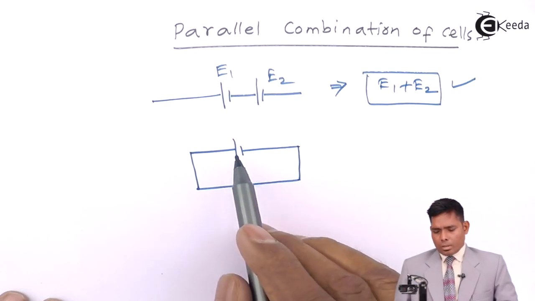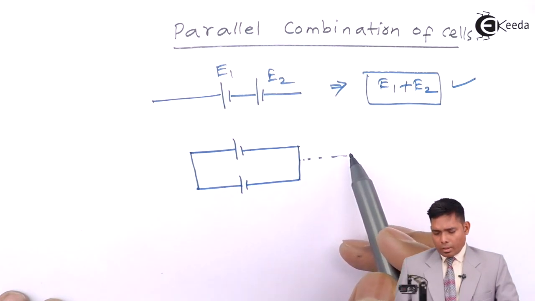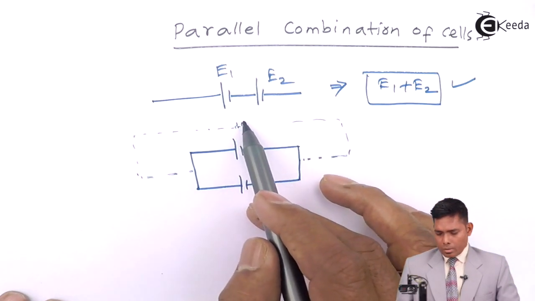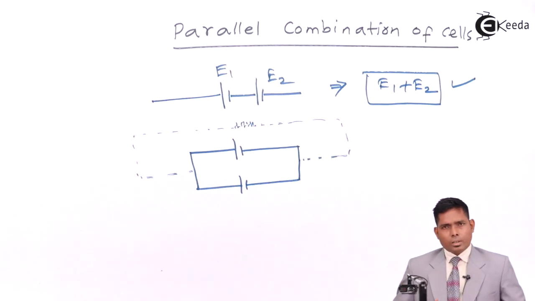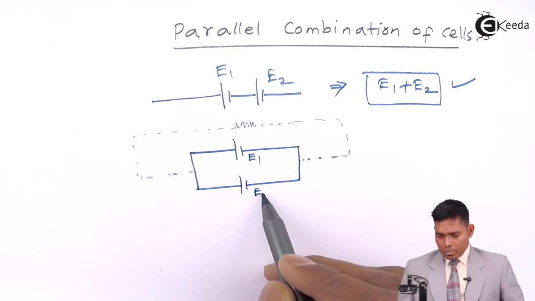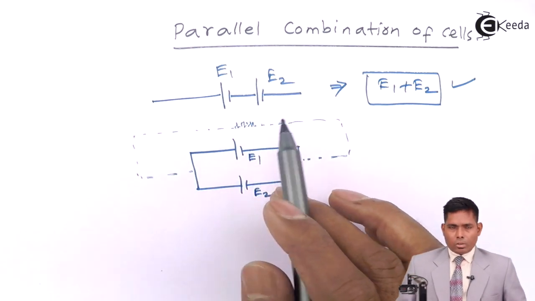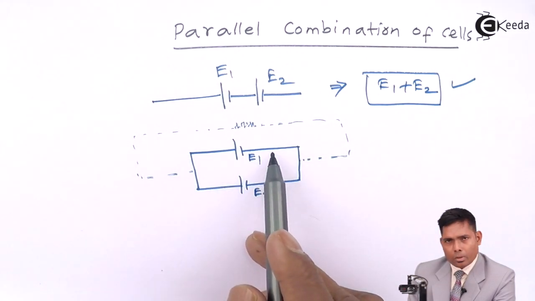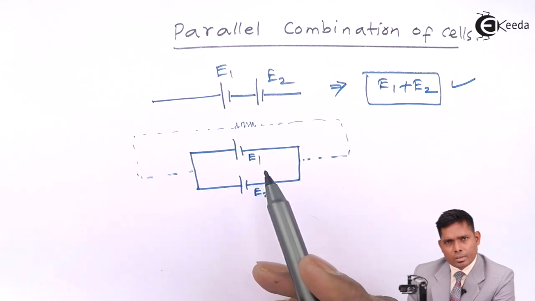is parallel combination, means this combination, if this combination is connected to any external resistance here, then both of them will contribute to the current. You can also apply the principle of superposition, that also we'll discuss in great detail in JEE video lectures.